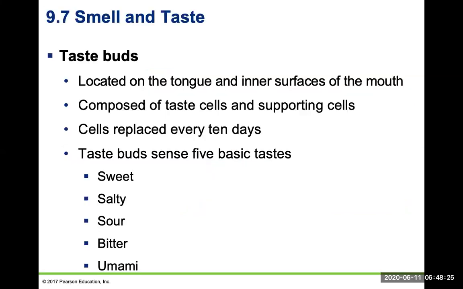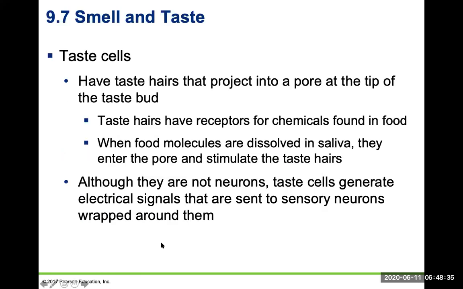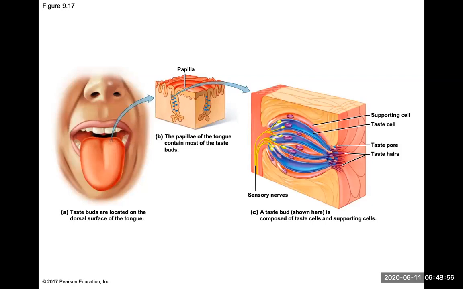Taste buds are located on the tongue and the inner surface of the mouth. They're replaced every 10 days, and here are the 5 basic tastes that we can taste. They have taste hairs that project into a pore, and these taste hairs have receptors for food. When food molecules are dissolved in saliva, they enter the pore and stimulate these taste hairs. Although they're not neurons, these taste cells can still generate electrical signals that are sent to sensory neurons wrapped around them. And here's a look at taste buds found in the papilla, these little tiny bumps of the tongue.